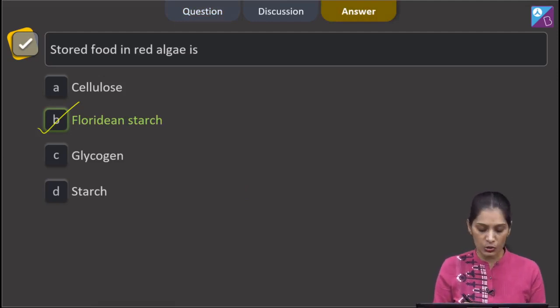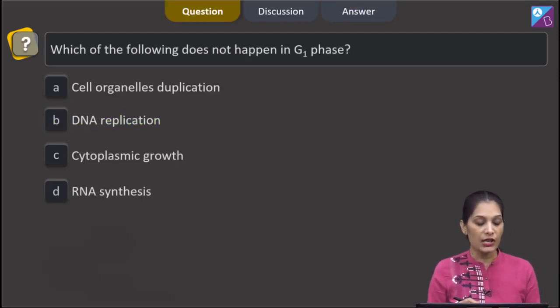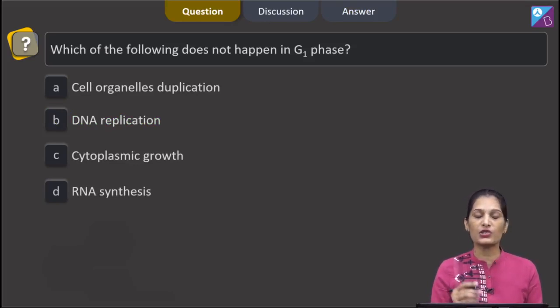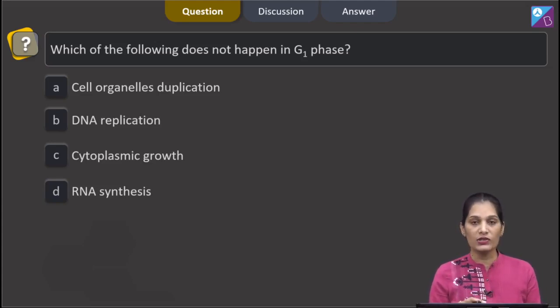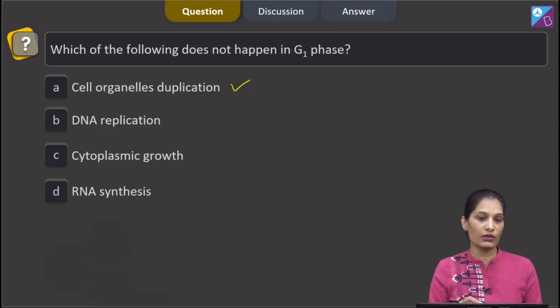Let's pick up the next question. This question says which of the following does not happen in G1 phase? In interphase there are G1 phase, S phase and G2 phase. In these phases, there is duplication of the materials. So this question asks about which does not happen in the G1 phase. A. Cell organelles duplication. There is duplication of the cell organelles in case of G1 phase. So this occurs in the G1 phase.